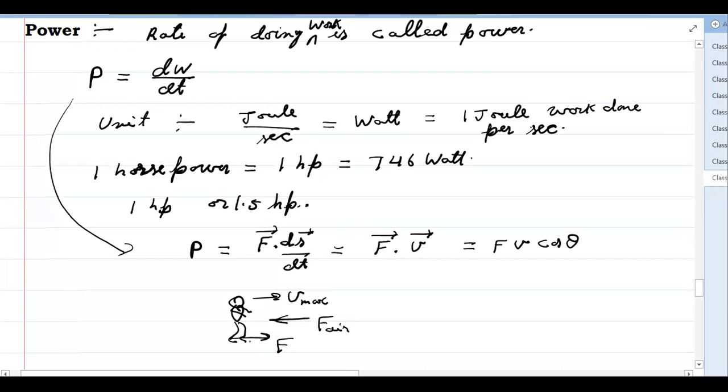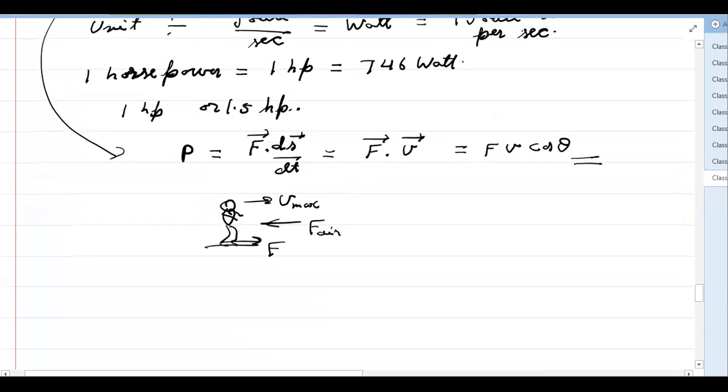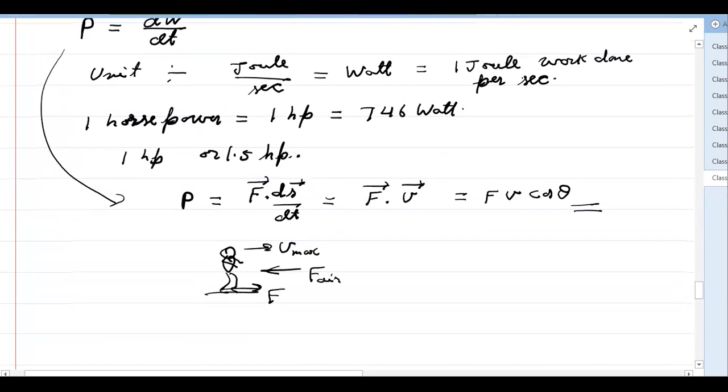If we know how much force the man is exerting and whatever is the velocity of the man, if you multiply these two, we can find how much is the power of the man. Okay, so in this way we find the power of a running person. We will see a problem based on that. Or for a motor also we can find. We can relate this thing with more.